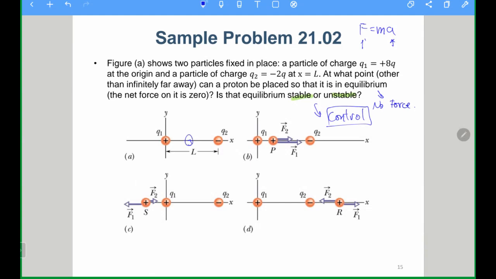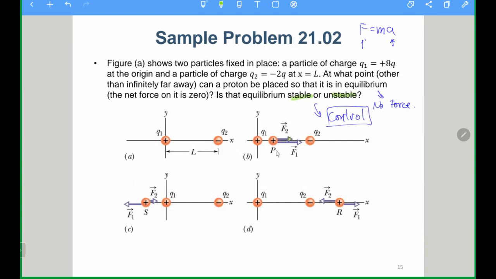So there will be three cases: in the left part, in the middle part, or in the right part. The first case is if we put the proton between Q1 and Q2, what would be the result? First, Q1 and the proton are both positive charges, so they will repel each other, which means the force acting on the proton will point to the right side. So the first force is this one.